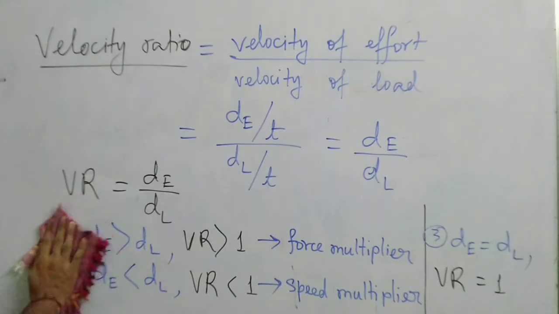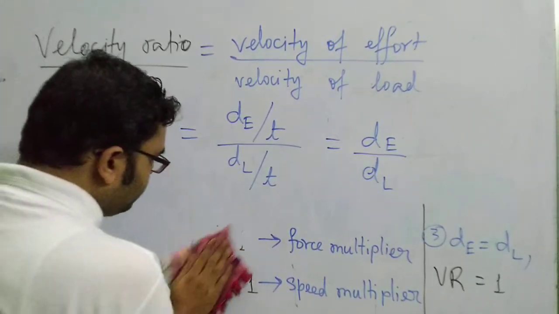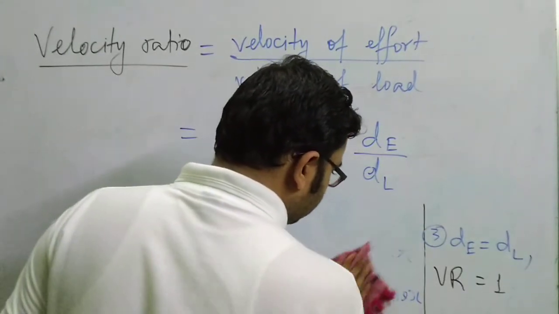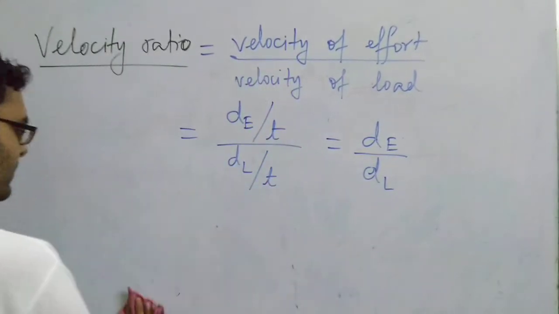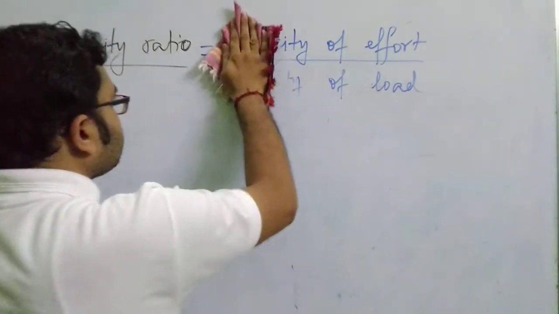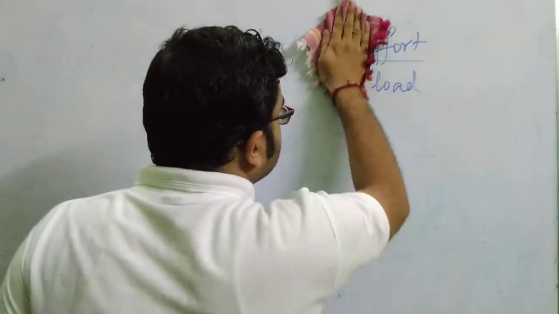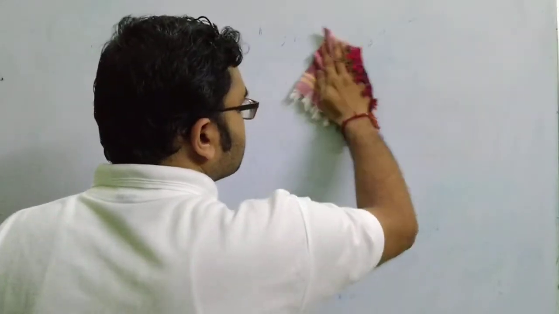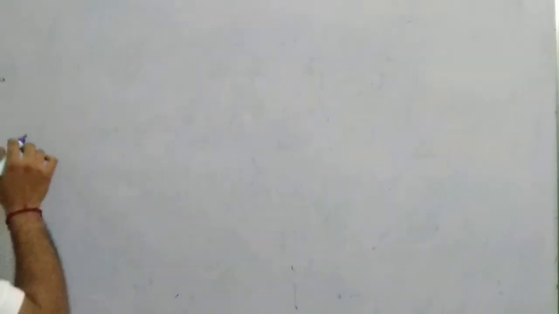Okay. Now let us quickly move on to the next term. After velocity ratio, what is the next term? Next, after velocity ratio, we will be discussing input work, or work input. So what is input work?